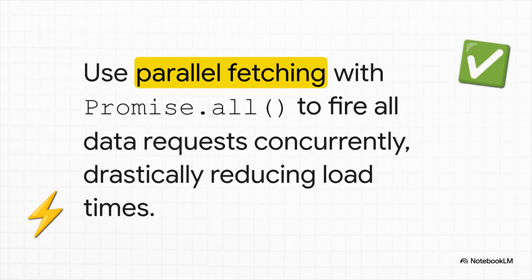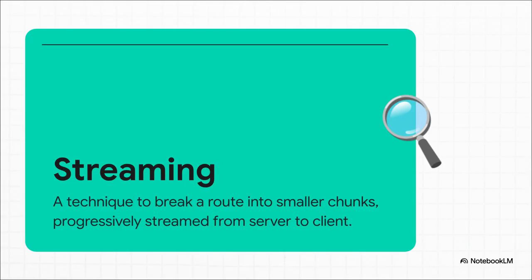The fix, thankfully, is super powerful and elegant. Parallel fetching. You just wrap up all your requests in a Promise.all, and they all fire off at the exact same time. Suddenly, your total load time isn't the sum of all your requests anymore. It's just the time it takes for your single, slowest request to finish. This is a massive, massive performance win. But what happens if one of those requests is just, really slow? That's where streaming comes in to save the day.